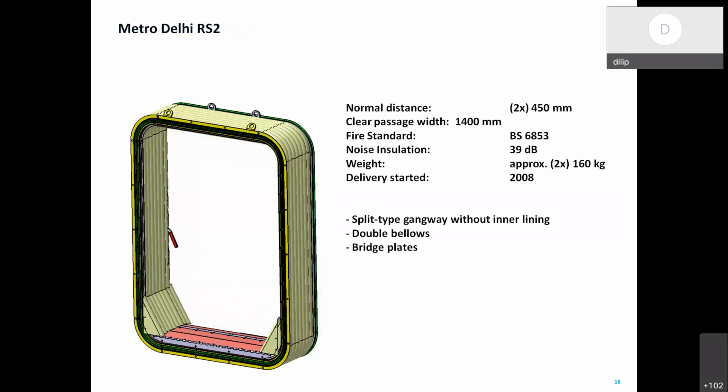So coming to the Delhi Metro type of arrangement, this is a split type of gangway and a single gangway. The difference is that in a split type of gangway, the gangway has two halves. I'm repeating for better clarity. If you see this type of gangway, it is a split type gangway. This red handle is used for quickly joining or quickly disengaging the two halves. So this type of gangway is used in Delhi Metro.